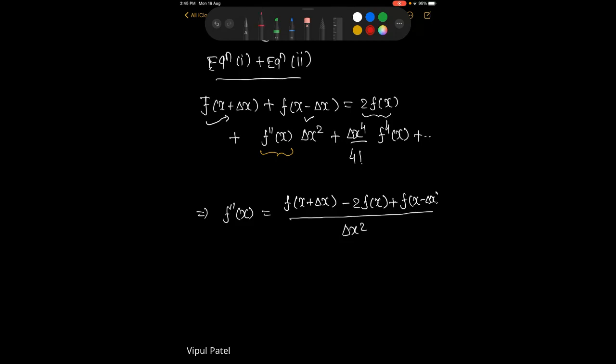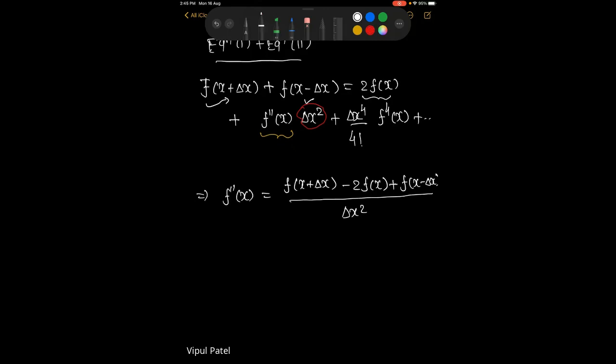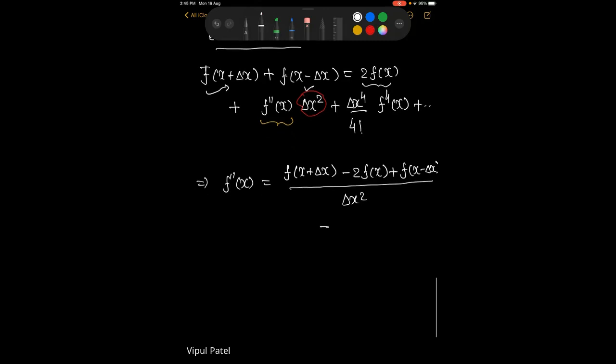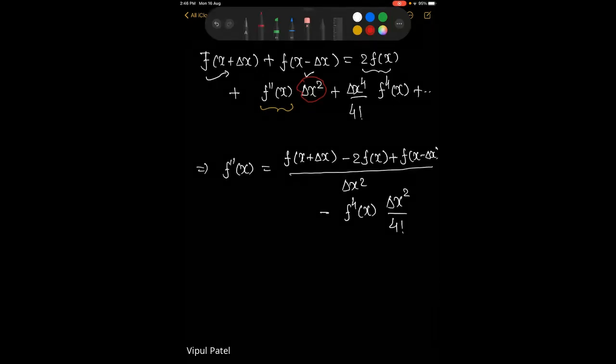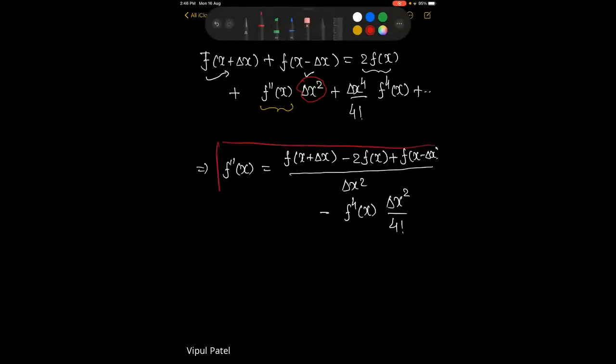Where is delta x square? This delta x square will come into the denominator part. Okay, and then I'll write the remaining equation. So that is actually f4 prime x, then delta x to the power 4 over 4 factorial, and this will also be divided by delta x square. Okay, so this delta x square and this delta x square will be cancelled out, so you will be left with only delta x square. Okay, and then you will have some other terms. So here also we'll perform the same analogy, that let us keep this particular term and neglect the higher order terms.